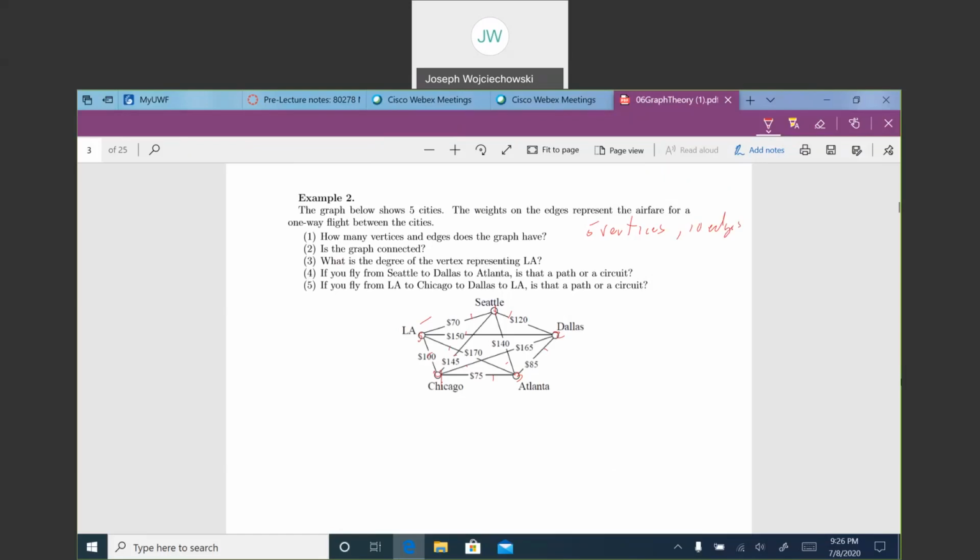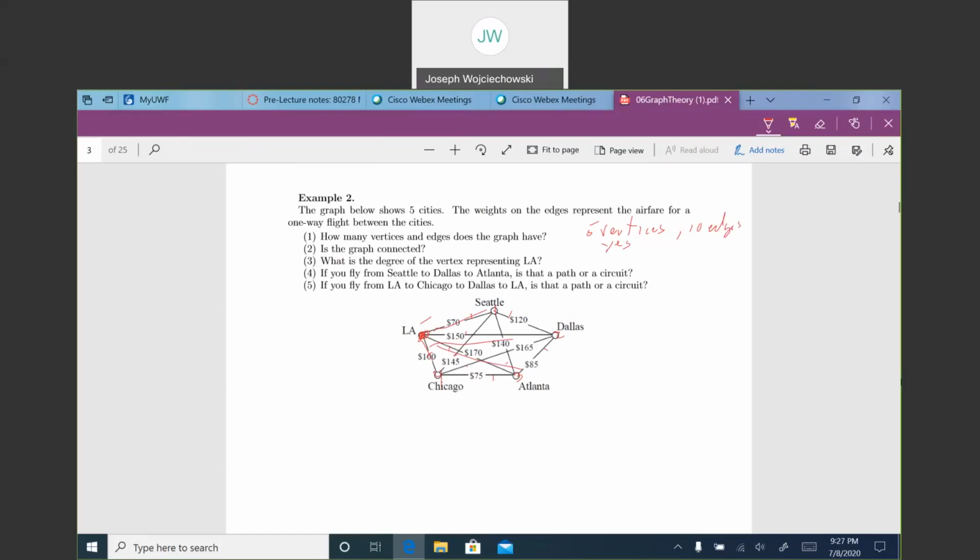Is this graph connected? Well, looking at it, we can see that every vertex has an edge that goes to every other vertex. So in other words, you can get there from here. So yes, it is connected.